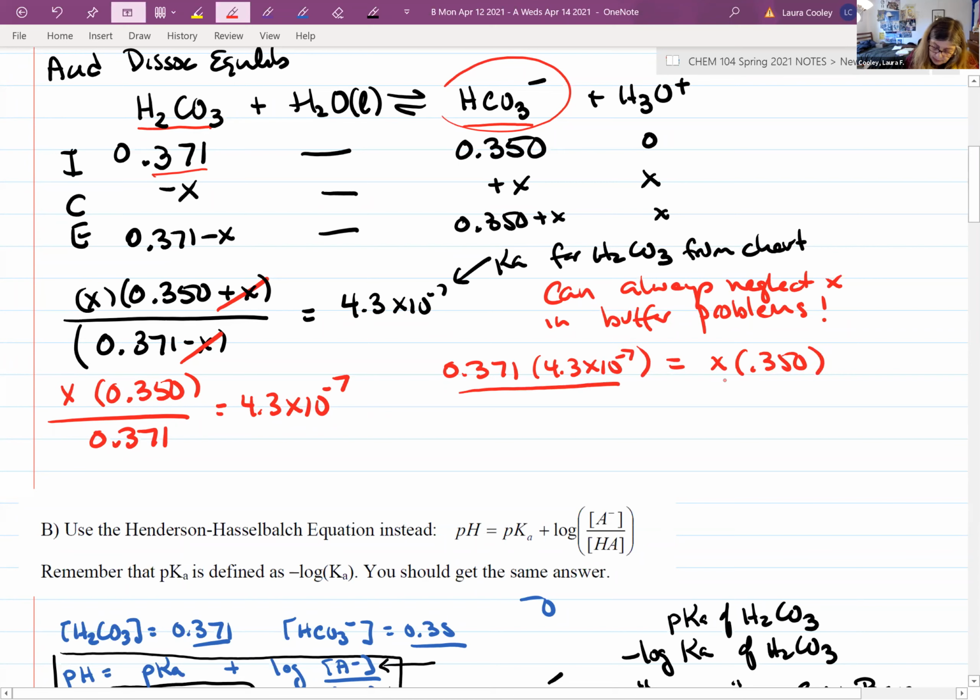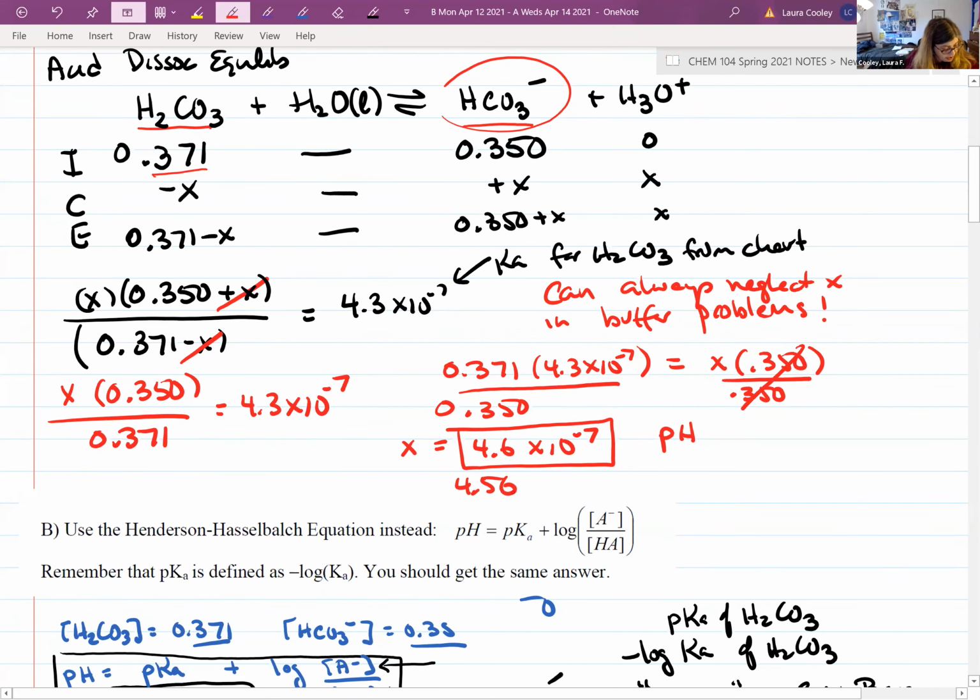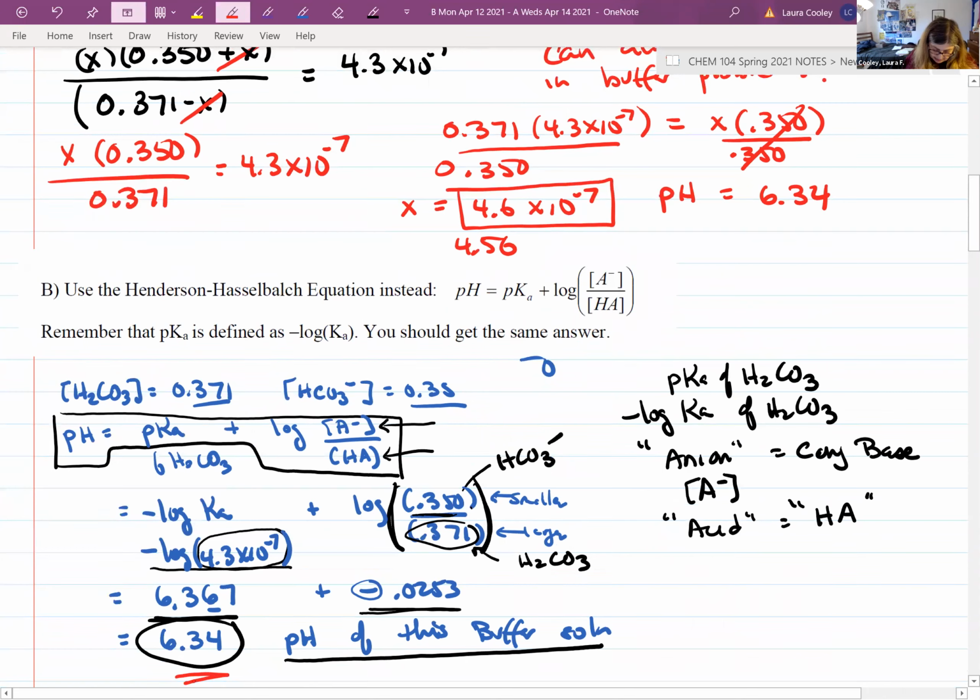And so I would just divide both sides by 0.350. And I would get that X equals 4.6 times 10 to the negative 7th. And so the pH, it's actually 4.56 if I keep an extra digit. The pH becomes 6.34, which is no surprise because that's exactly what we got here. So this is the same.